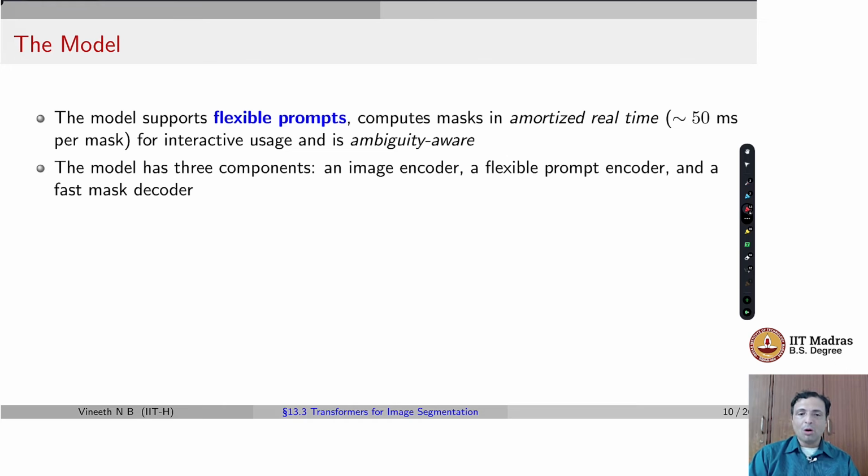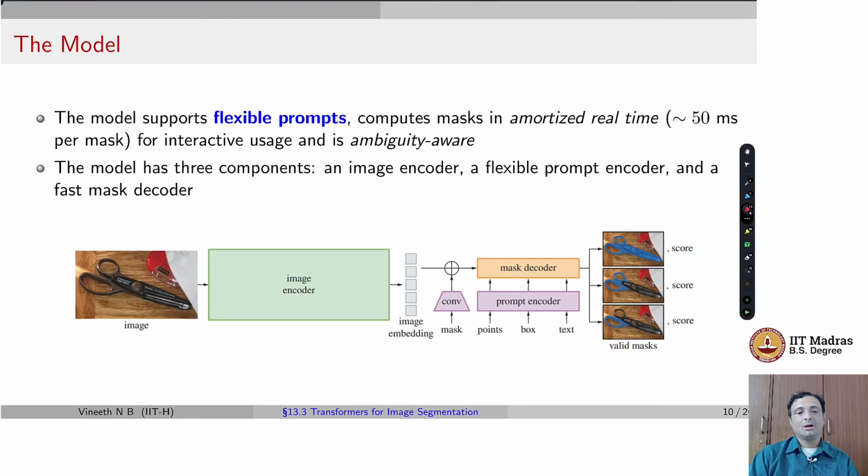So their overall model had an image encoder, a flexible prompt encoder, because they're dealing with prompts, and a lightweight fast mask decoder. So here was the overall pipeline. You take an image, send it through an image encoder and get an image embedding.